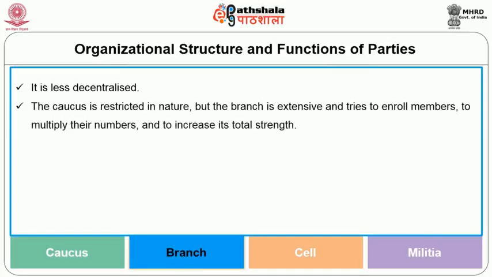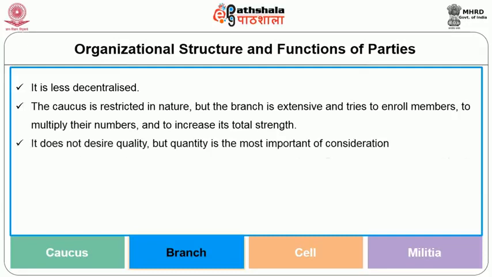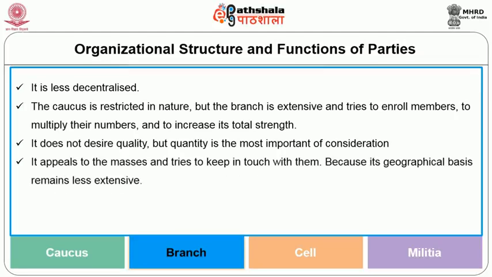The caucus is restricted in nature, but the branch is extensive and tries to enroll members, to multiply their numbers and to increase its total strength. It does not desire quality, but quantity is the most important consideration. The branch is wide open. The branch appeals to the masses and tries to keep in touch with them. This is because its geographical basis remains less extensive than that of the caucus.